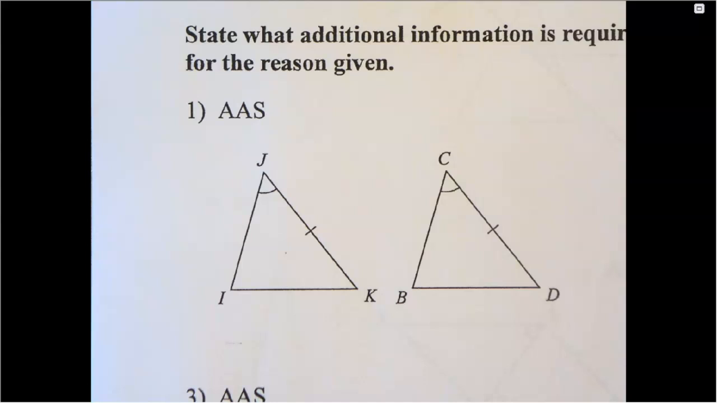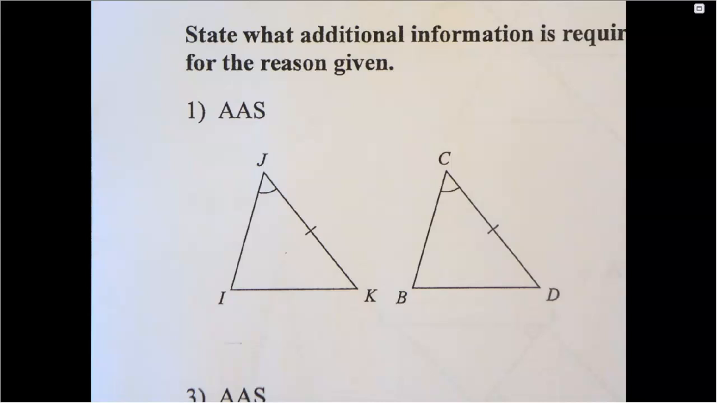Okay, so we're gonna go backwards. They're telling you, hey, I need this triangle to be AAS. Right now it's not AAS. Right now all we have is A and S. And they're saying to you, what would you have to know to make it so that this is AAS? Like make this triangle AAS.